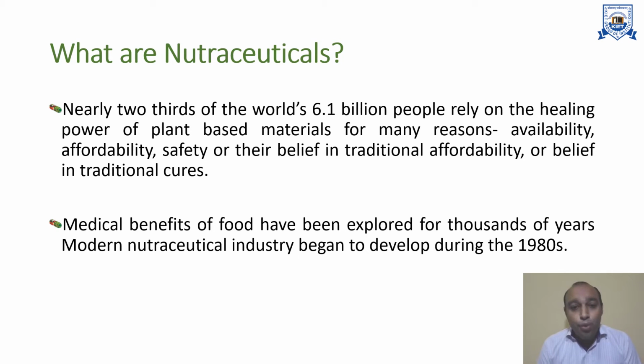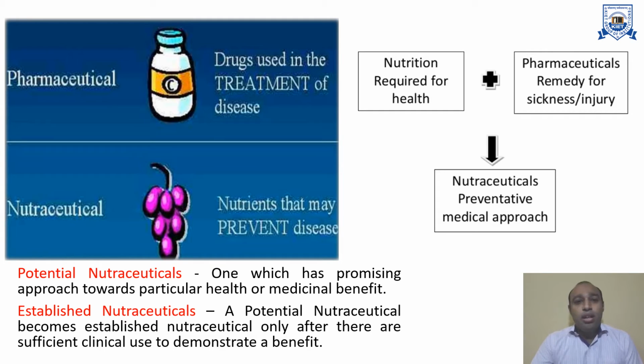The medical benefits of food have been explored for thousands of years, and the modern pharmaceutical industry began to develop during the 1980s. So again, nutraceuticals are a combination of nutrition required for health and pharmaceuticals, that is, remedies for sickness or injury, and combined they become nutraceuticals. With the advancement of science, we have seen many types of formulations floating in the market. Some we can call potential nutraceuticals, which have a promising approach towards a particular health or medicinal benefit. Another is the established nutraceutical: a potential nutraceutical becomes established only after there is sufficient clinical use to demonstrate a benefit.